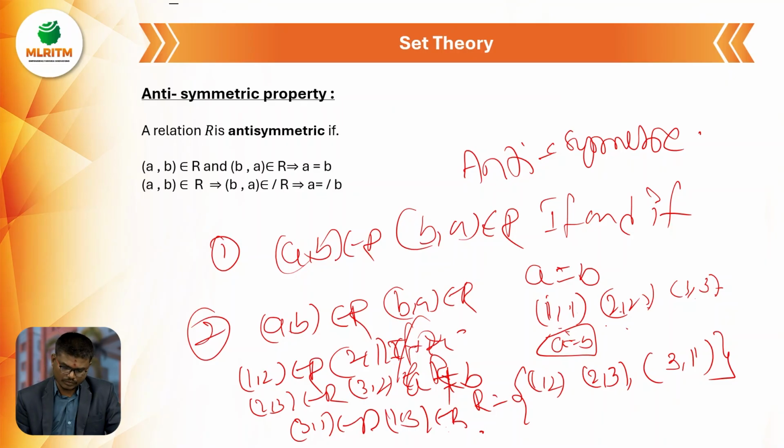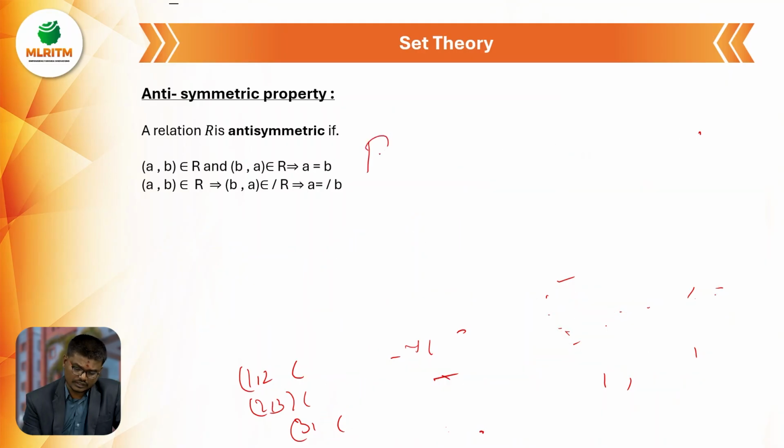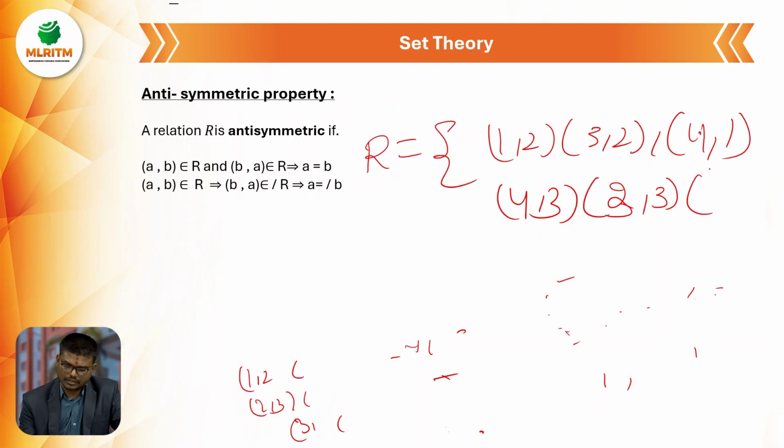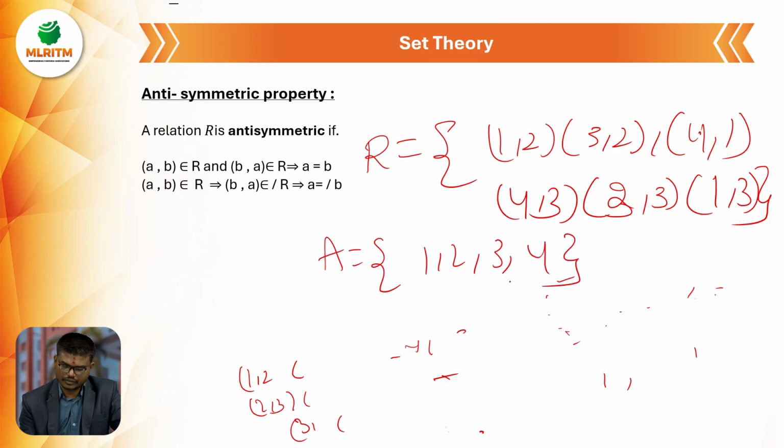So one more example for this. A relation R equals {(1, 2), (3, 2), (4, 1), (4, 3), (2, 3), (3, 3), (1, 3)}. So set A equals {1, 2, 3, 4}. Is the given relation satisfying the antisymmetric property or not? So here the pairs are (1, 2), (3, 2), (4, 1), (4, 3), (2, 3), (1, 3).